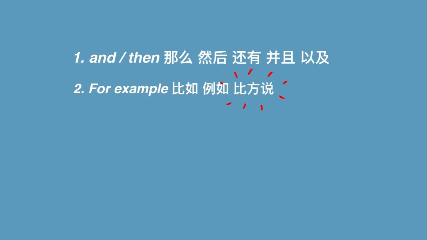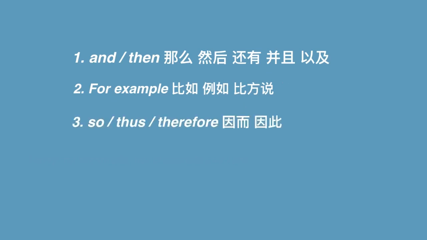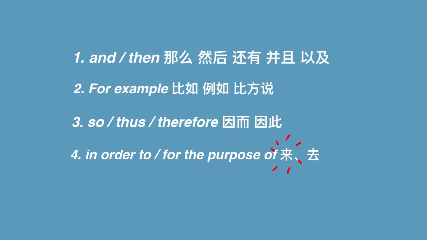Bīfāngshuō is more colloquial and informal. The third category is to describe so or thus or therefore. We have 因而, 因此. The fourth category is to describe in order to do something, for the purpose of. We have 来 and 去. The fifth category is to describe how to do something. So you're basically inserting a question in a sentence. We have 怎么 and 如何.